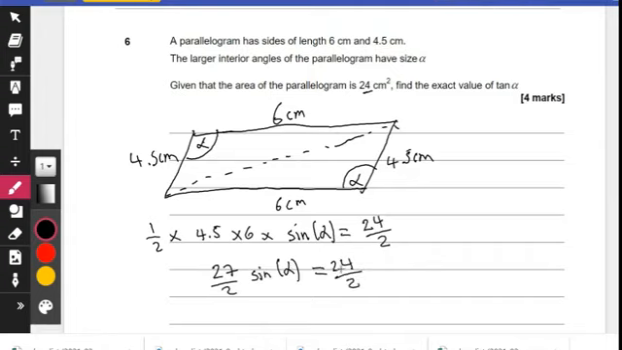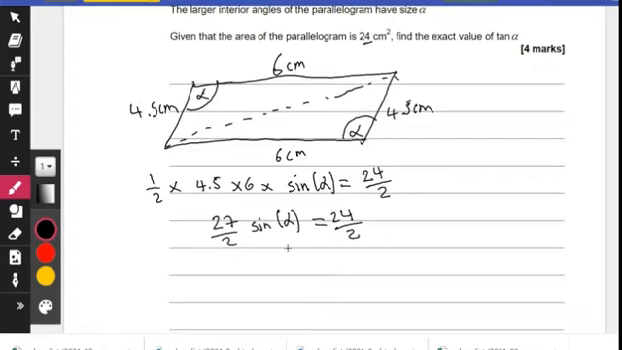Yeah, it's 27 over 2. Okay, good. And then we've got sine alpha equals 24 over 27. The halves will cancel, and then dividing by 27 will give you that.